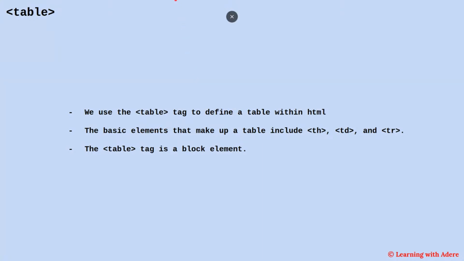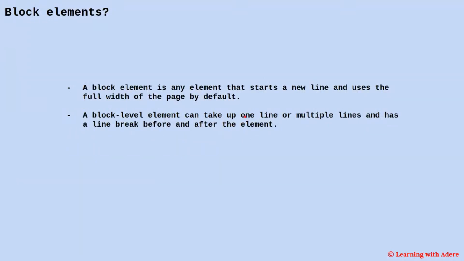First things first, to create our own table, we need to use the table tag in HTML. There are also three other tags we need to use: the TH tag, the TD tag, and the TR tag. The table tag is a block element. We haven't talked about block elements, so we're going to discuss that now. A block element is any element that starts a new line and uses the full width of the page by default. A block element can take up one line or multiple lines and has a line break before and after the element.